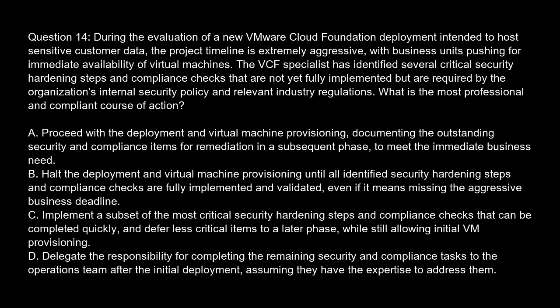Option A. Proceed with the deployment and virtual machine provisioning, documenting the outstanding security and compliance items for remediation in a subsequent phase to meet the immediate business need. Option B. Halt the deployment and virtual machine provisioning until all identified security hardening steps and compliance checks are fully implemented and validated, even if it means missing the aggressive business deadline. Option C. Implement a subset of the most critical security hardening steps and compliance checks that can be completed quickly, and defer less critical items to a later phase, while still allowing initial VM provisioning.